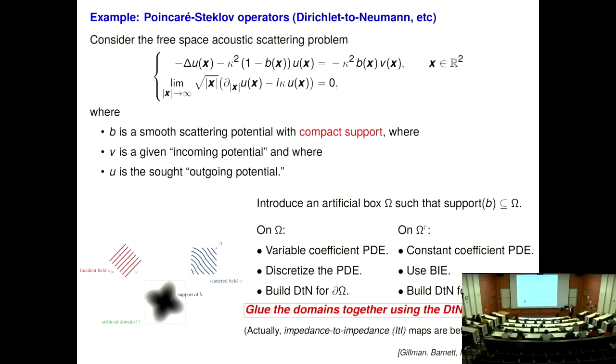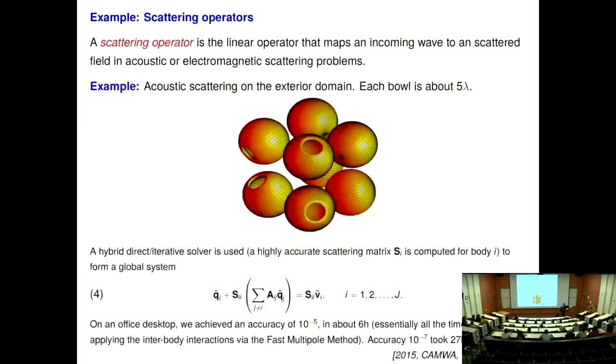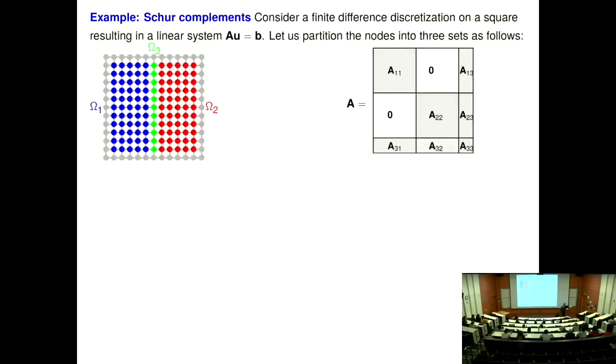Or to be precise, you should actually, in this case, use the impedance to impedance, which is the Cayley transform of the DTN. So there are lots of things that I'm pushing under the carpet here, right? But these are really fundamental objects. Let's skip this example. In large sparse direct solvers, this also comes up sort of a little bit indirectly.